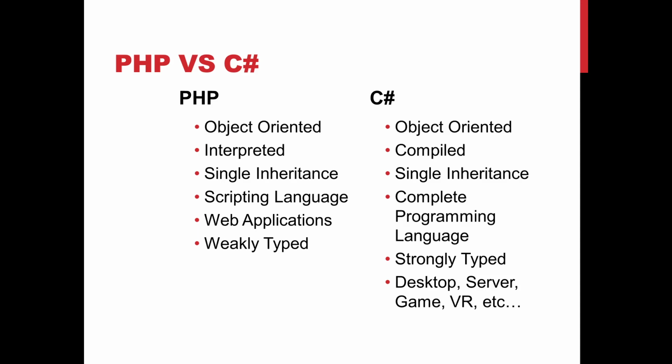Okay, so I like to think of it as PHP is a great language for making websites, web applications. C Sharp is really good for making all different types of applications. I can get a faster development speed with PHP, but I can get a more reliable application with C Sharp because of it being strongly typed, which we'll get to in a second.